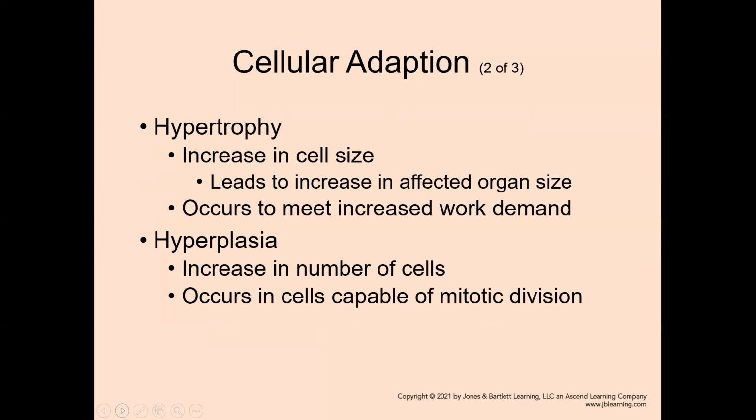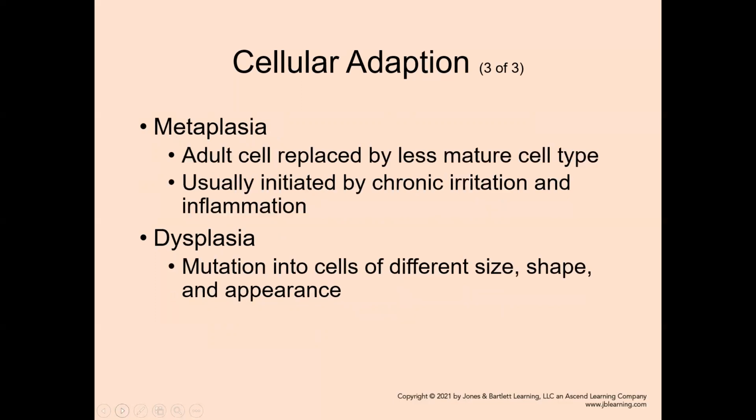Hyperplasia is where cells increase in number, and they're also capable of mitotic division. These are the cells that aid in wound healing, liver regrowth, and menstruation. Metaplasia is when adult cells are replaced by less mature cells, and that's usually caused by chronic irritation or inflammation. An example would be changes in the cilia in the airway from smoking. Those less mature cells take over, but once you stop smoking, within a certain amount of time, the adult cells come back.